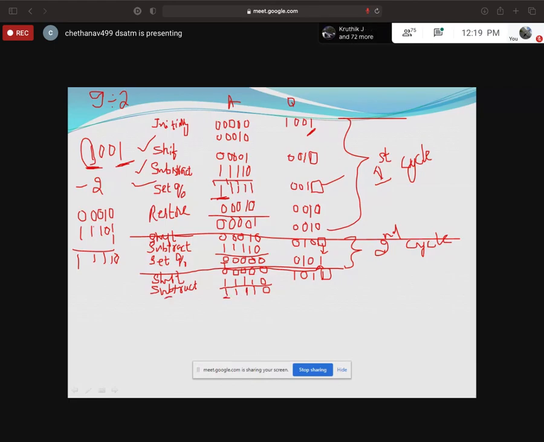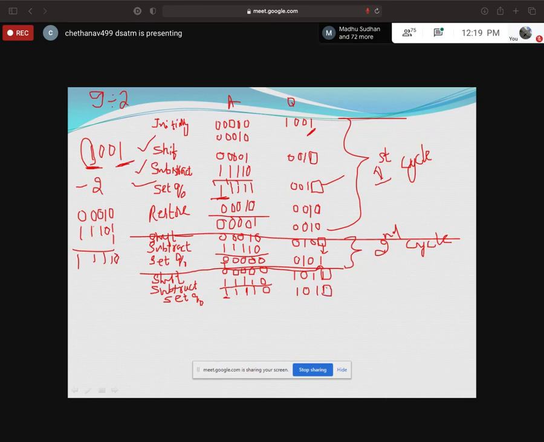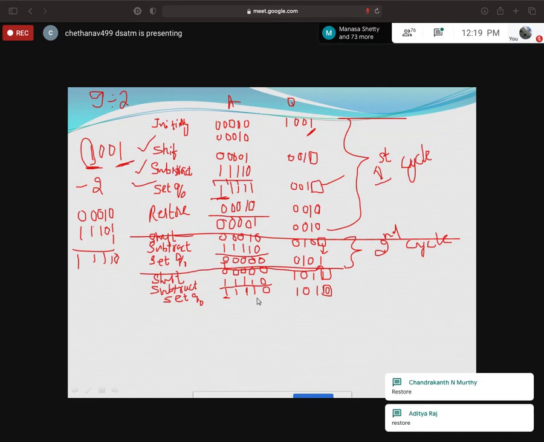Can you tell me what your Q naught is? Q naught. 1, 0, 1. Zero. Right? 0 will be the value. Very good. Shall I restore or not? If it is 1, shall I restore or not? Yeah, we have to restore.